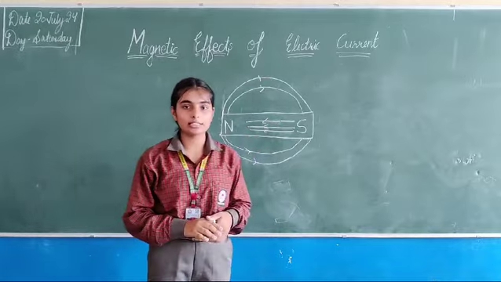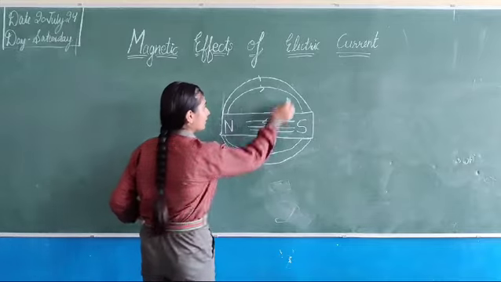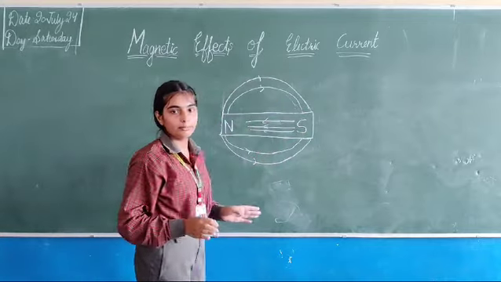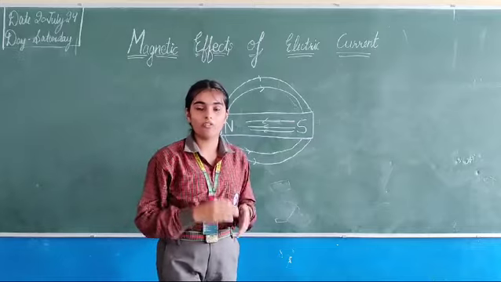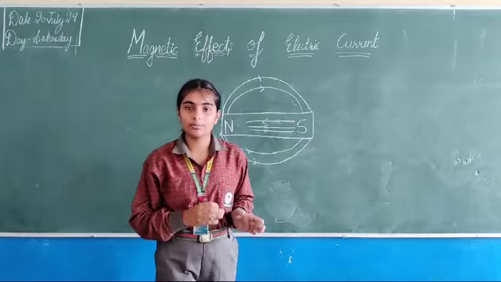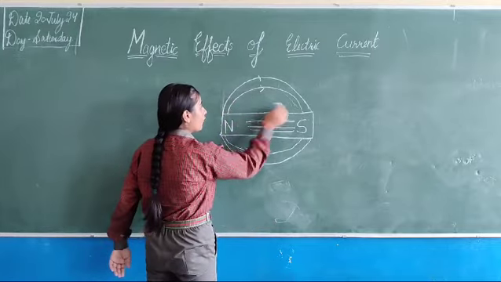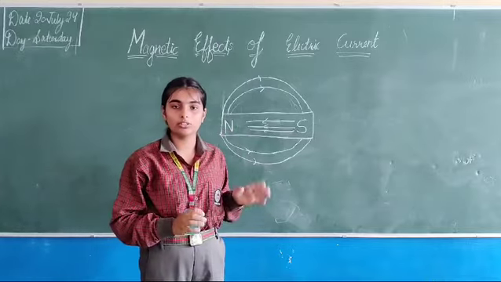The second property is that they are always in closed and continuous curves. They are not stopping in between. The third property is that the number of magnetic field lines determines the strength of the magnet. If the number of magnetic field lines increases, then the strength of the magnet also increases.